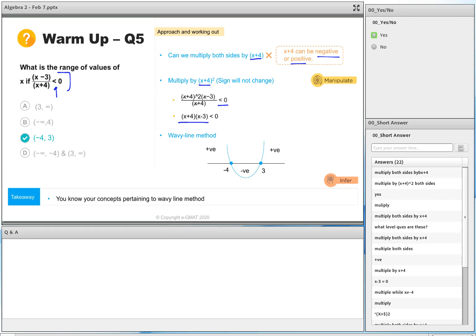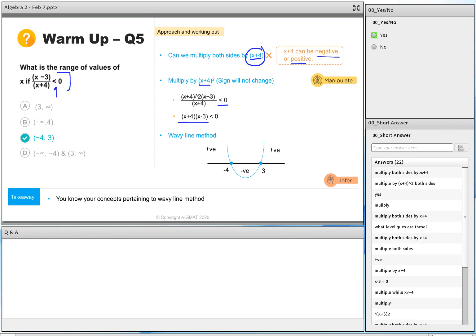Why did I multiply with x plus 4 whole square and not only with x plus 4? Again, see, some of you are not clear with this. So let me explain this to you once more. I cannot multiply simply with x plus 4 because I do not know whether x plus 4 is positive or negative. Then in that case, you need to subdivide the question into two parts. Taking x plus 4 to be a positive number, where we do not change the sign, taking x plus 4 to be a negative number, where we change the sign, calculate two answers, find out the common range, and then go to answering the question.